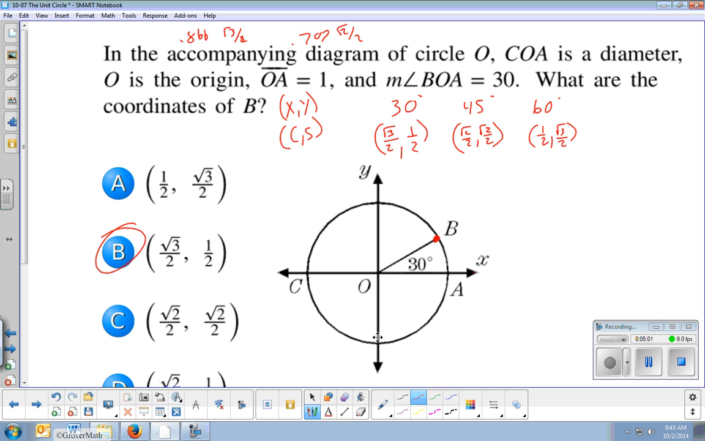Now, when it comes to 0, 90, 180, 270, just type it into your calculator. Type in cos 180, type in sine 180, and you'll get what you need. But when it comes to something like 120, 210, 300, we have to remember that they're going to reference down to one of these.